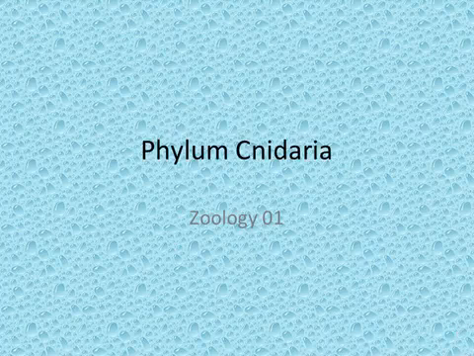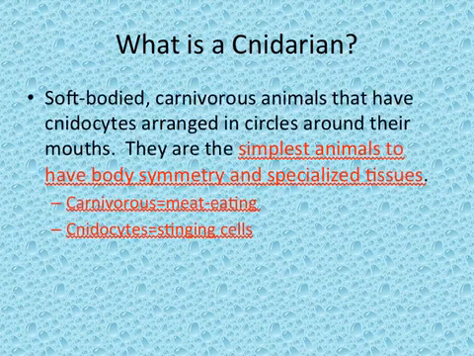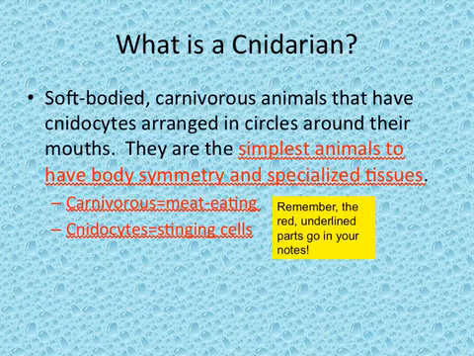This is lesson 4, and we'll be talking about another new phylum in this lesson, phylum Cnidaria. So what is a cnidarian? The definition is a soft-bodied carnivorous animal that has cnidocytes arranged in circles around their mouths. They are the simplest animals to have body symmetry and specialized tissues. Carnivorous means meat-eating, and cnidocytes are stinging cells.